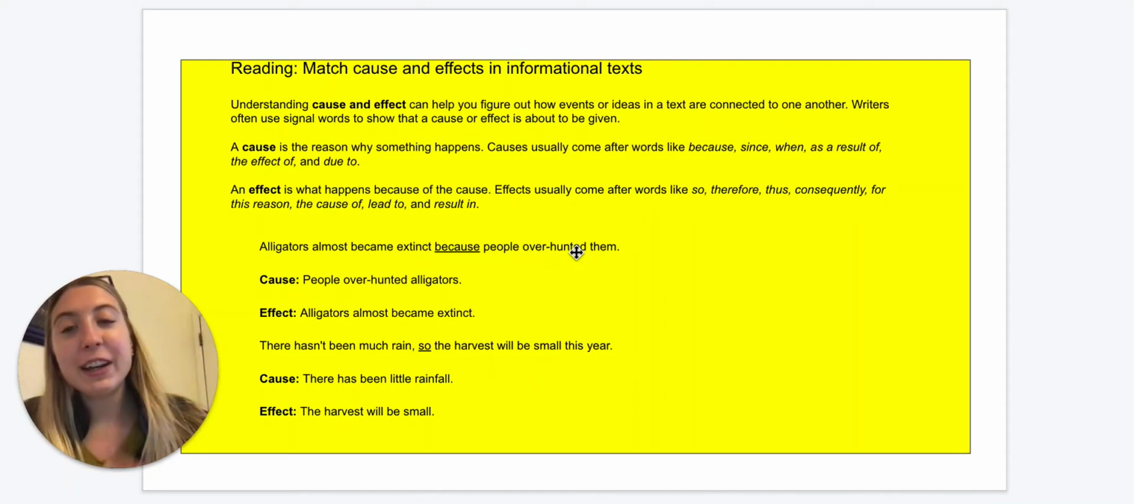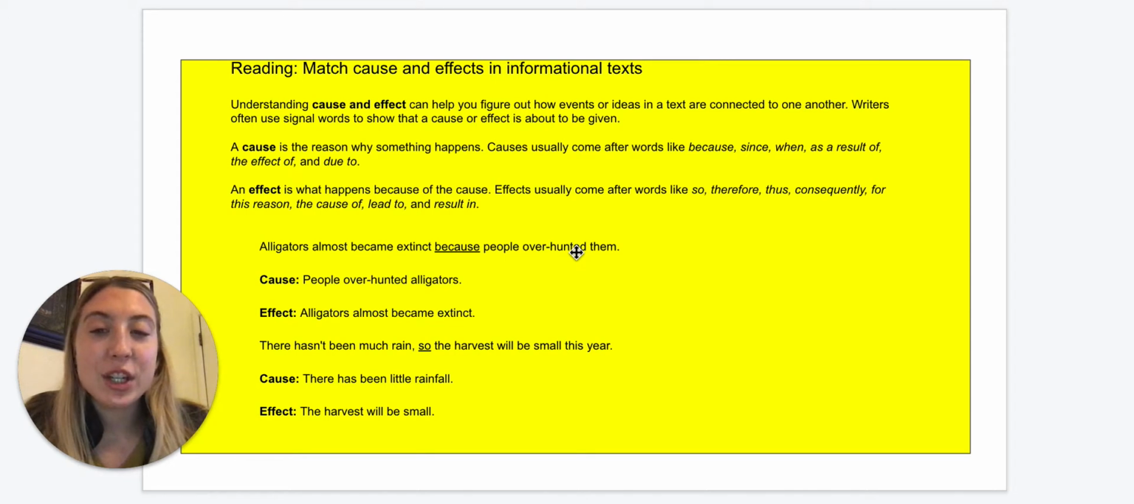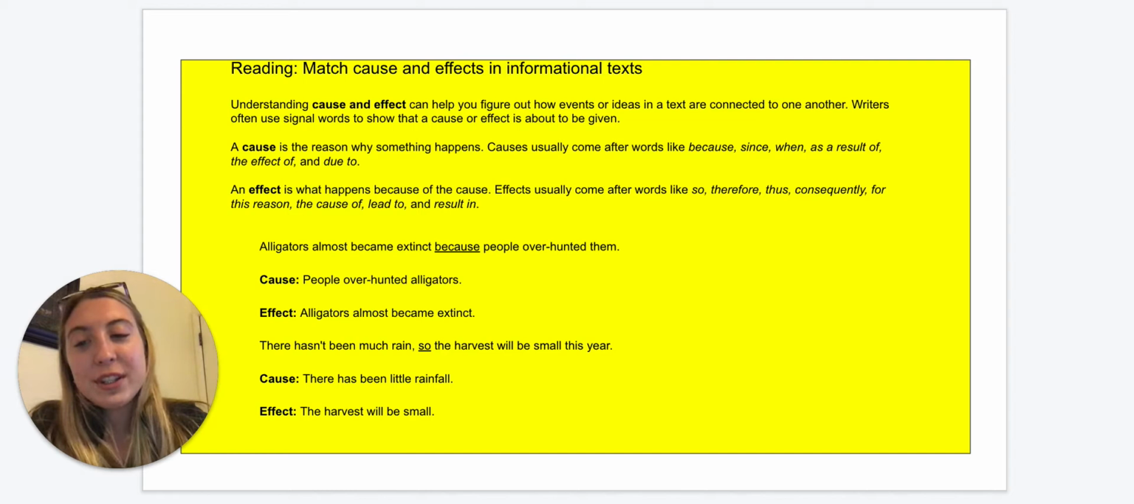All right, for reading today, we're going to be going over understanding text, and our homework will be on IXL today. So today we're going to be talking about matching cause and effects in informational text. The first thing we need to do is go over what cause and effect are. All right, so take notes so that as we go through our homework, you'll have things to look back on and double check our answers.